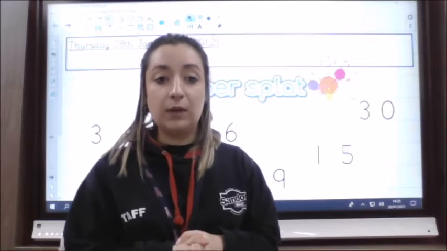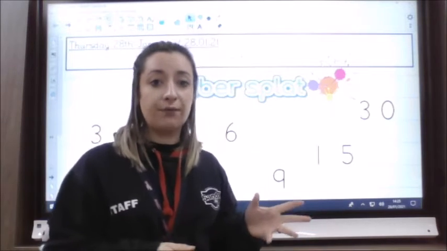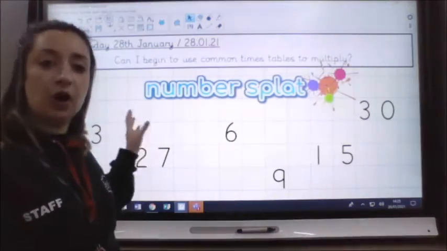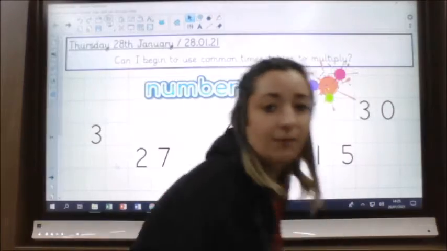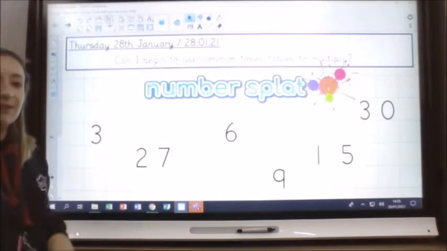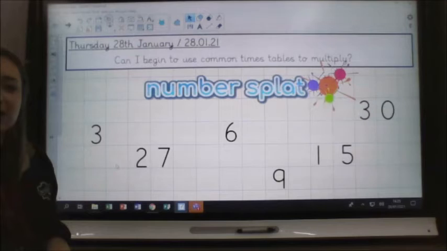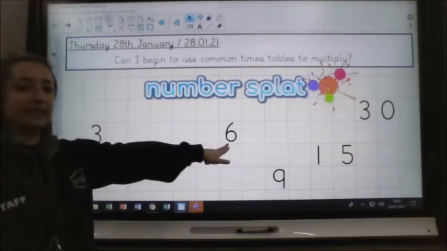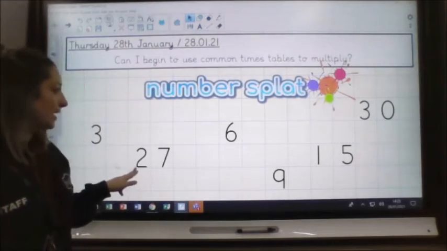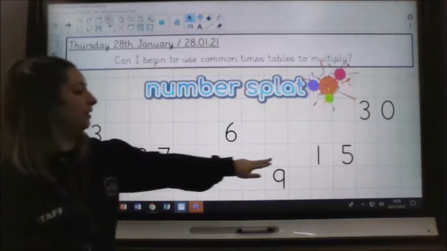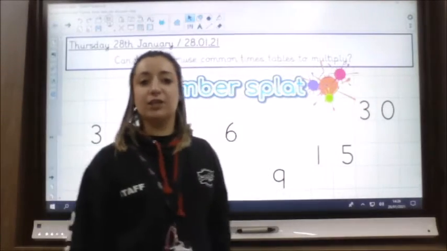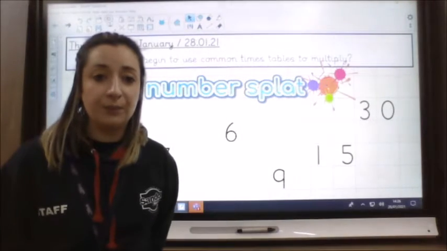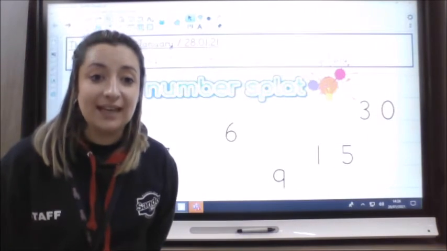So we're going to be having a look at those times tables, and to start us off, we're going to have a go at our number splat. Okay, so I've got some numbers written on my board, and I want you to see if you can figure out at home which times tables I'm going to be looking at. I've got the numbers 6, 9, 27, 3, 15 and 30. Which times table am I looking at today, Year 4? It is my 3 times table.